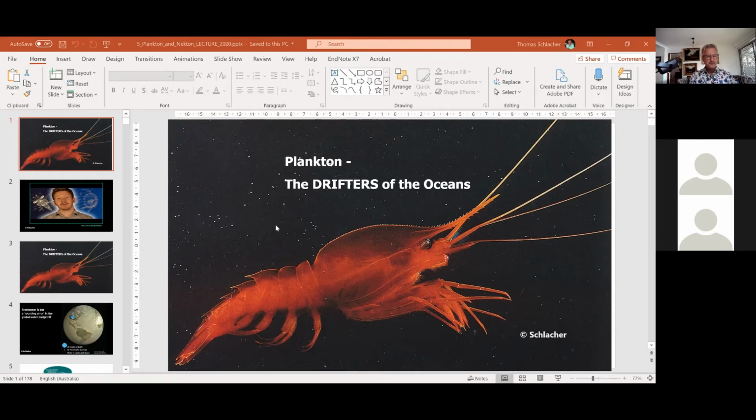Speaking of which, in the last lecture, we finished off that we said we can't really understand rocky shore communities without understanding larval biology. The reason for that is all those sessile animals have larval stages which go out into the ocean, disperse, and come back onto the shore. So that was a very nice segue to today's lecture, which is all about the plankton.